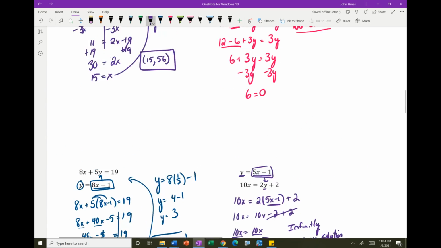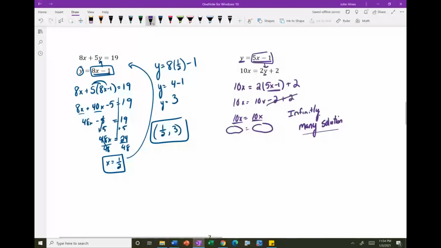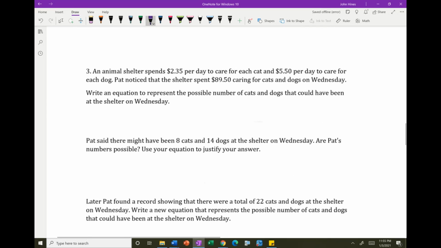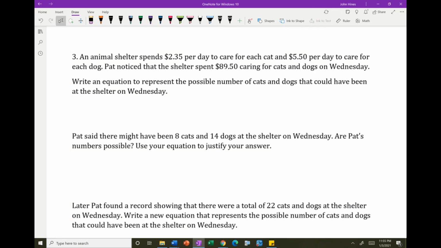All right, so hopefully this was a good review of 8th grade last year, and let's do a little word problem to end this lesson here. So an animal shelter spends $2.35 per day. Each day it costs them $2.35 to care for a cat, and $5.50 per day to care for a dog. Pat noticed that he spent a total of $89.50 for cats and dogs.